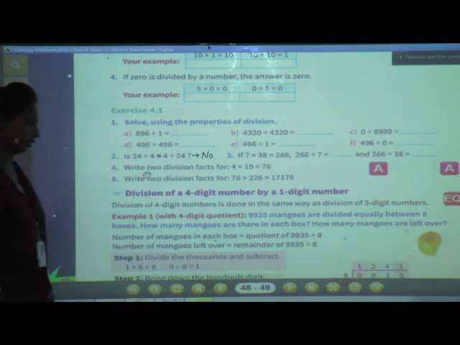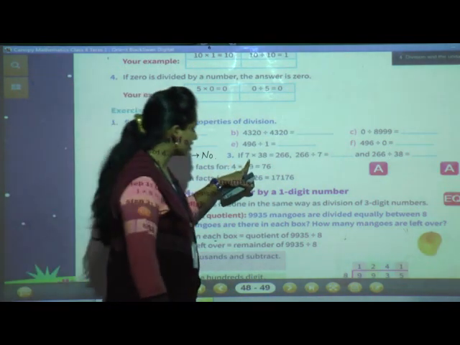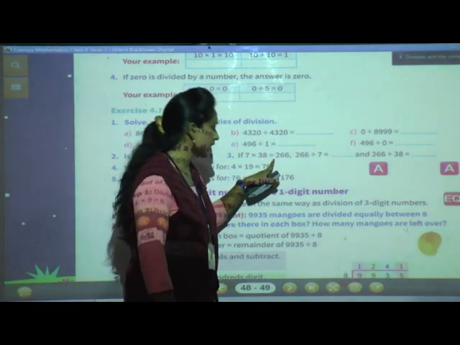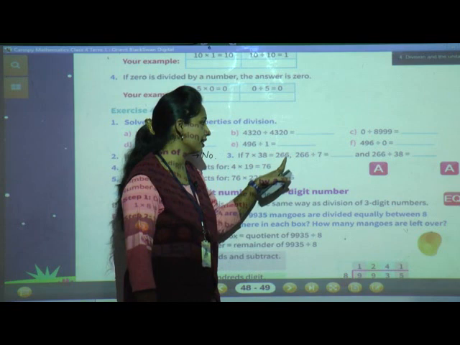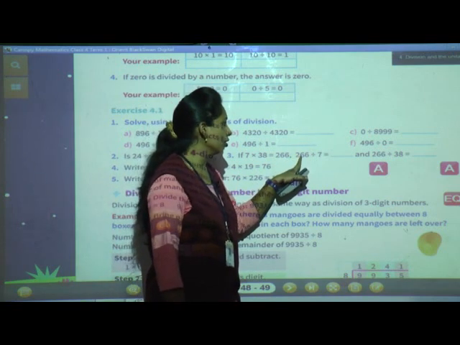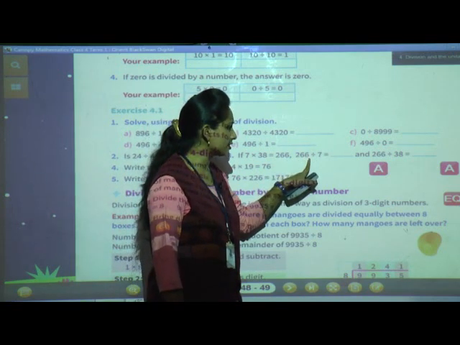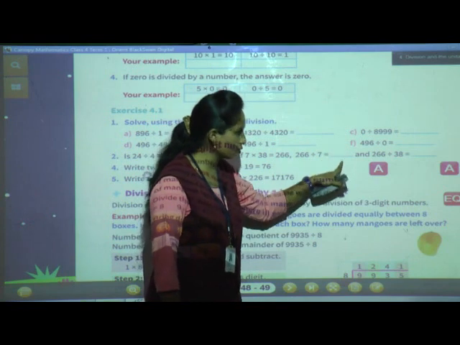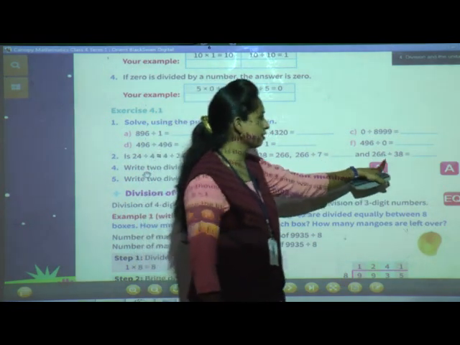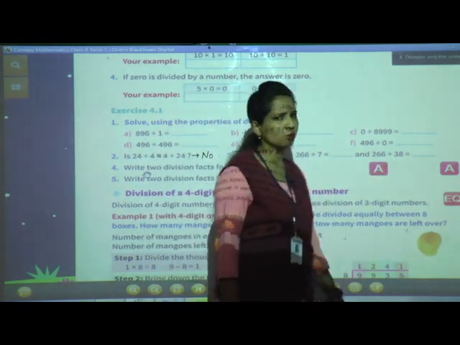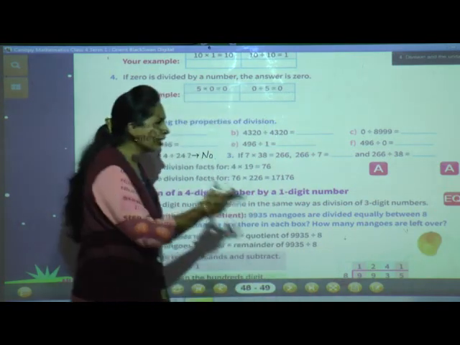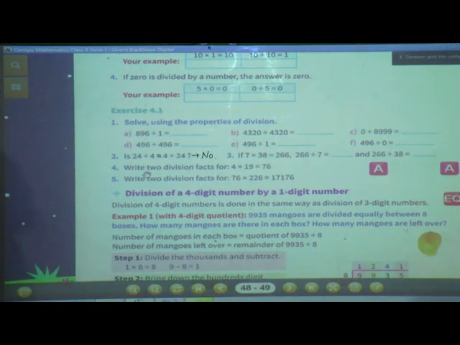Now see the third one. If 7 multiplied by 38 is equal to 266, then 266 divided by 7 is equal to what? And 266 divided by 38 is equal to what? See, it is related to division properties only.